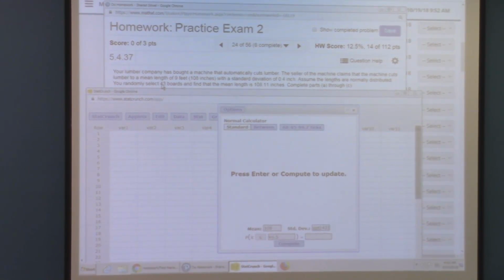Are you clear? Can I see the divisions? This is square root, SQRT. No, that's standard deviation 0.4 divided by SQRT, square root of n, which is 43. Yeah, 0.4 divided by SQRT of 43. Just how many boards? Yes, sample size.